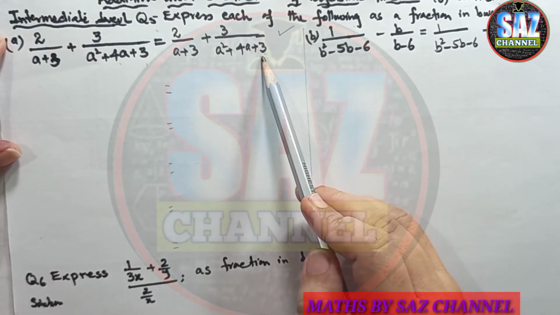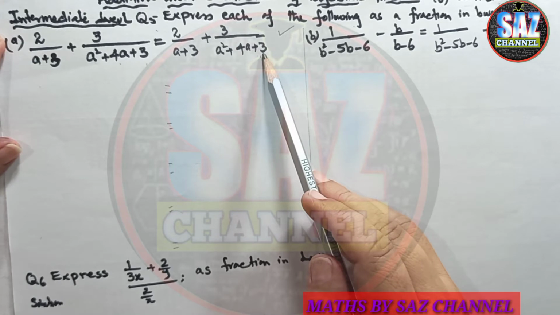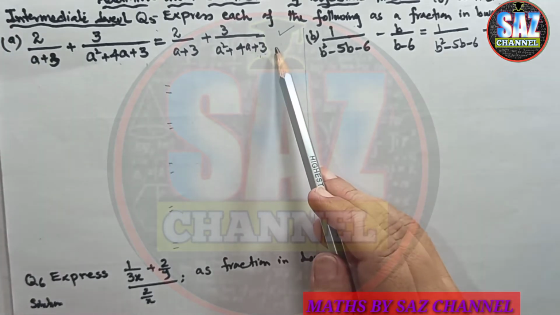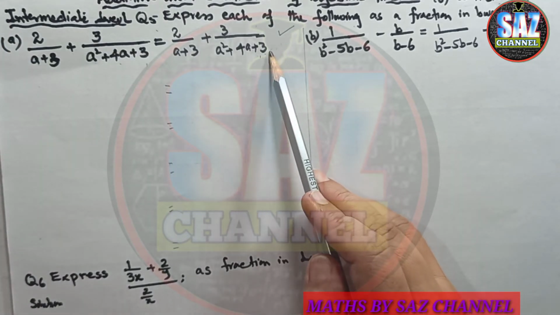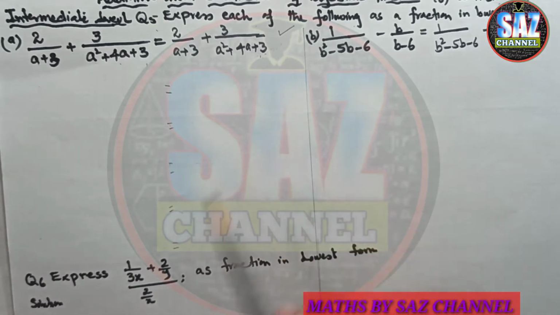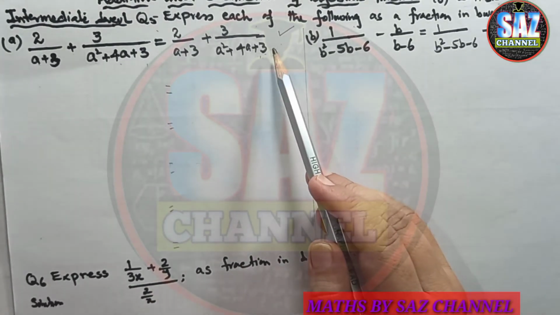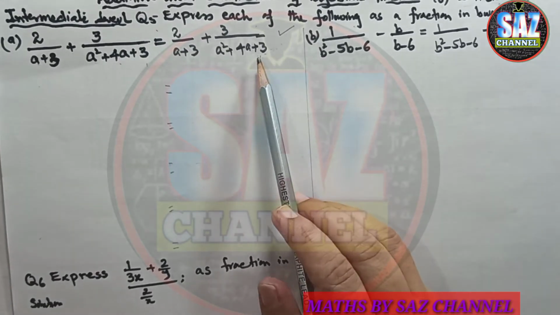We have done a lot about the factorization of quadratic expressions by midterm breakage. If you find any difficulty in understanding the method, you can watch the previous lesson, for which I'll give the link in the description box for a better understanding of the lesson.